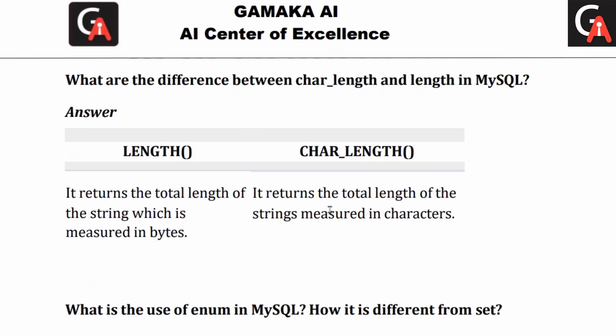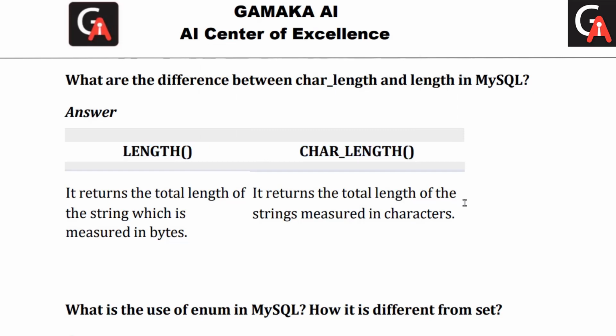What is the difference between CHAR_LENGTH and LENGTH in MySQL? First of all, as you know, there are two types of functions in MySQL. The first one is the inbuilt functions, and the other one is the user defined functions. In the inbuilt functions we have different types of functions: string functions, numerical functions, datetime functions. And in the string functions we will get these two functions, LENGTH and CHAR_LENGTH.